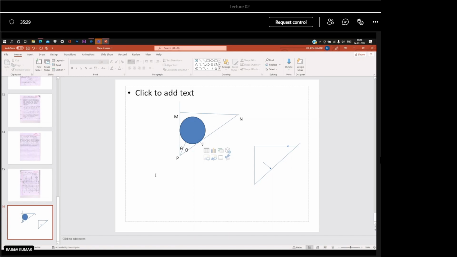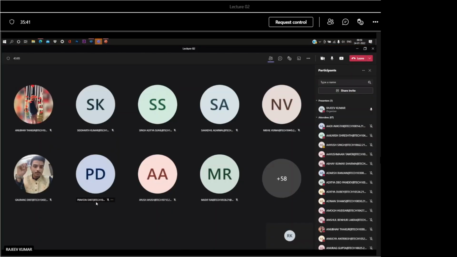So you tell me the theta, how much you have got? Praveen Dikshit, how much you have got theta? Yes, sir. Have you understood? Yes, sir. You have to calculate? I've got theta equals to 30 degree and 2 theta will be 60, I guess. Good. And T minimum, how much you are getting? T minimum, I was just going to calculate.